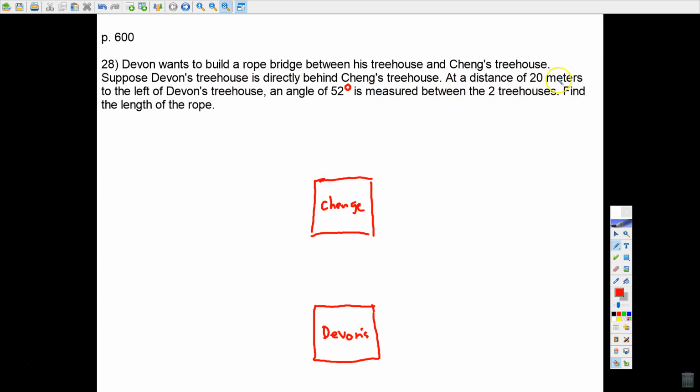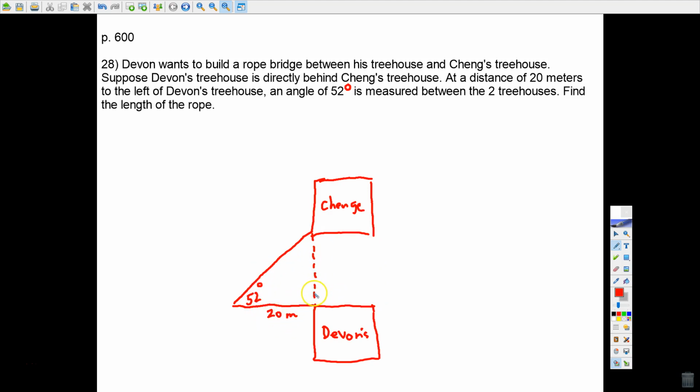At a distance of 20 meters to the left of Devon's treehouse, so traveling left 20 meters, an angle of 52 degrees is measured between the two tree houses. All right. So this is 52 degrees. And basically we're going to have this rope that's going to span this distance. I'm sure we'll come across the other side, but it's the same length.